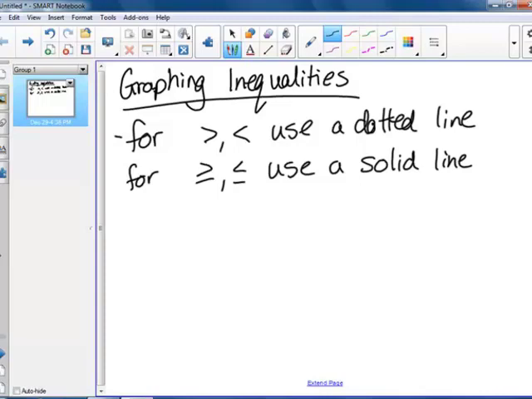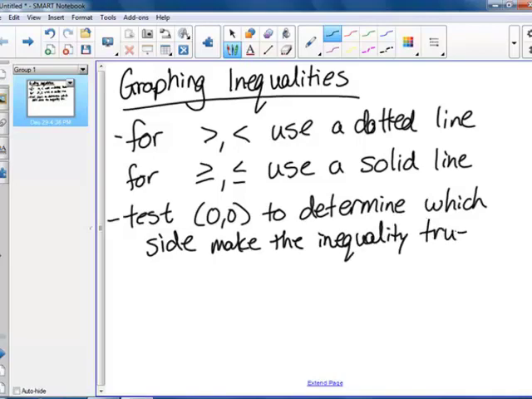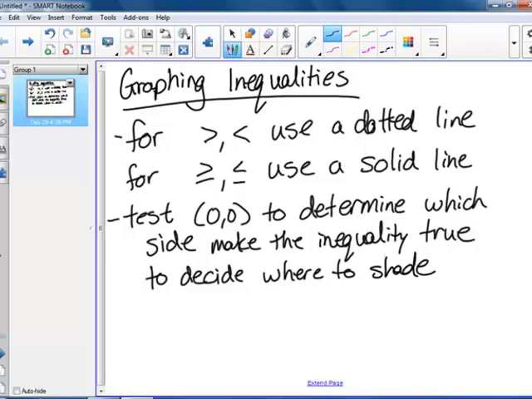So once we graph like a regular line and we use either the dotted or the solid line, then we're going to test the point (0, 0) to determine which side makes the inequality true, to decide what side to shade. So we want the parts that work to be shaded.